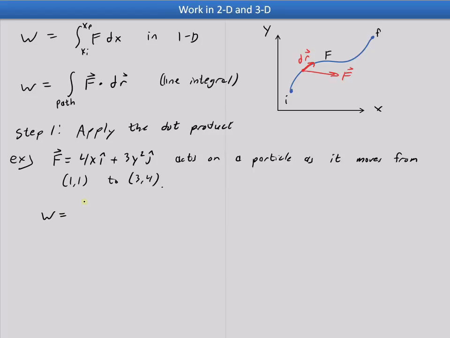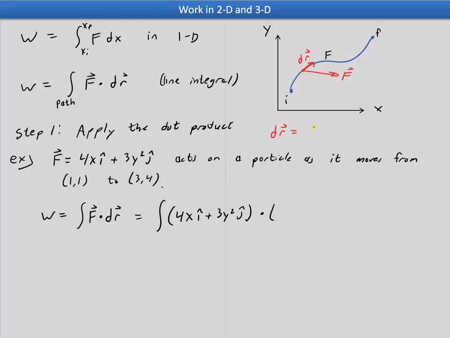So if we calculate the work, that's these 2 vectors dotted with each other. Okay, so let's do that first. The force vector is equal to 4x i hat plus 3y squared j hat. And we want to dot that with dr. If you're wondering what dr is, we should put that somewhere. Let's do it in red because I used red in this sketch here.